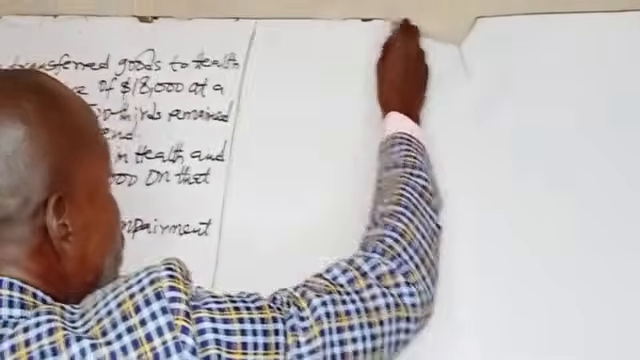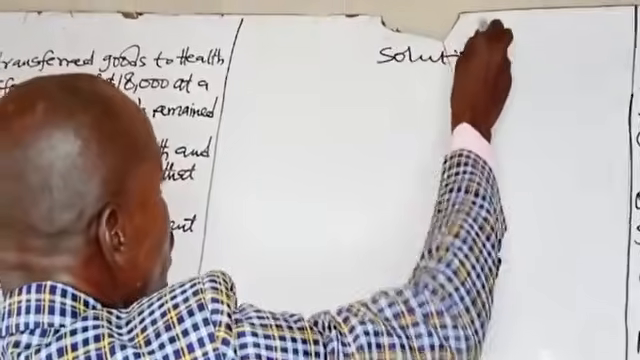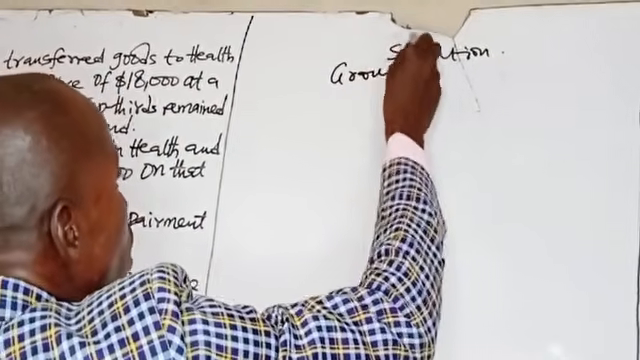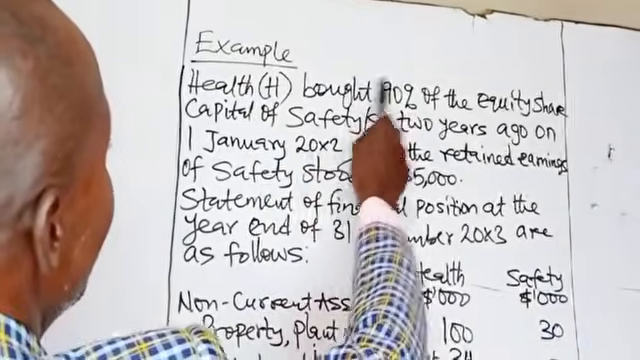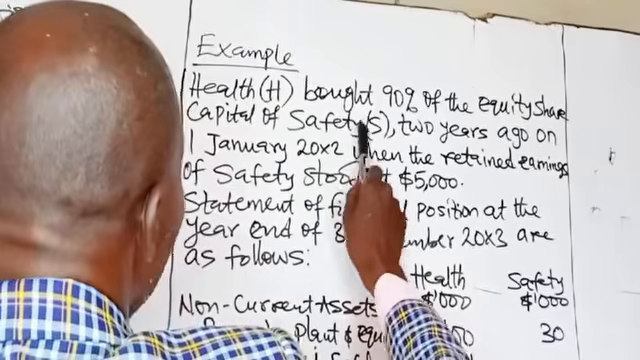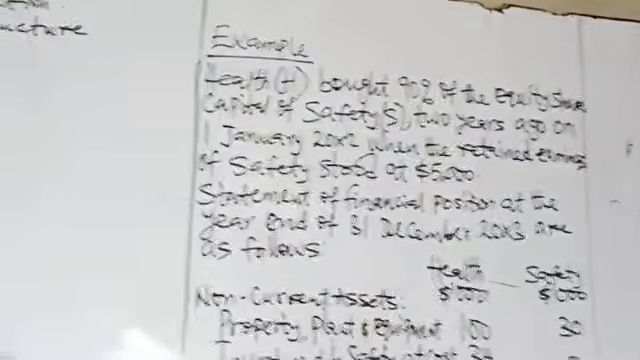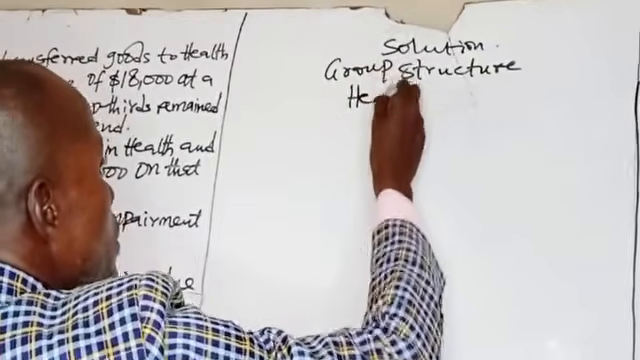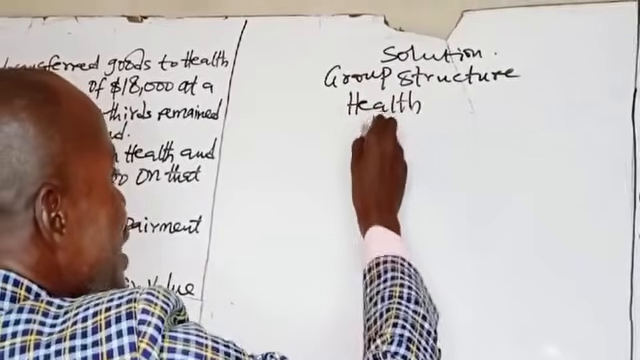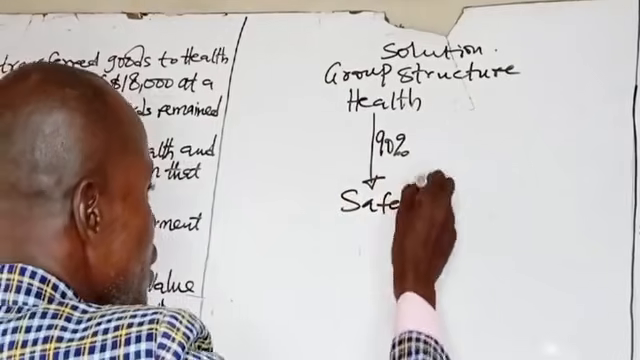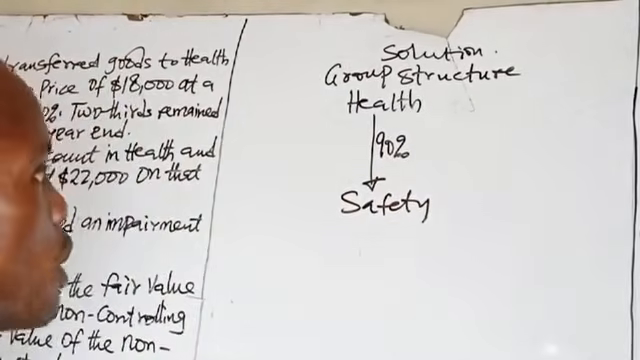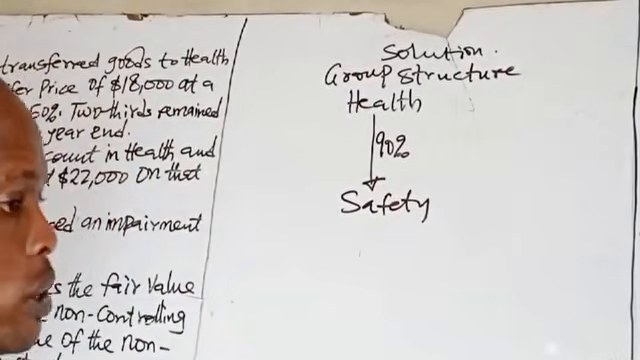Now, let's have the solution. I've told you the first thing is the group structure. You were told that Hertz bought 90% of the equity share capital of Safety 2 years ago. That is the group structure. This is a simple group structure.